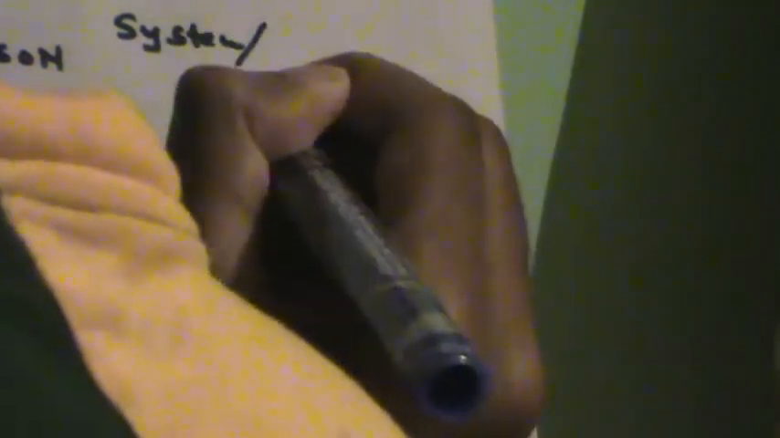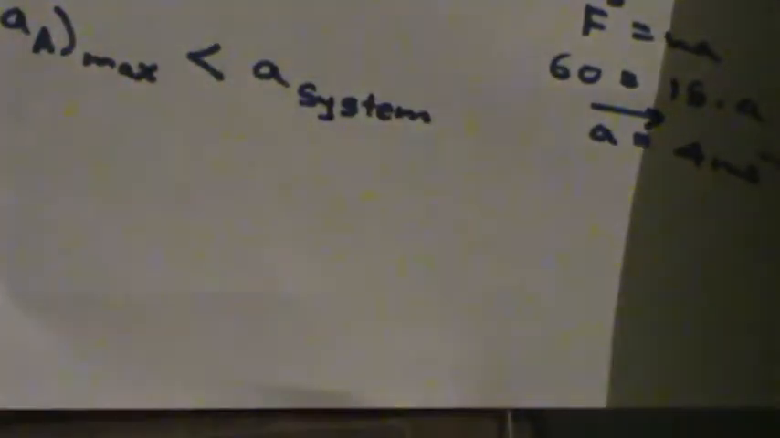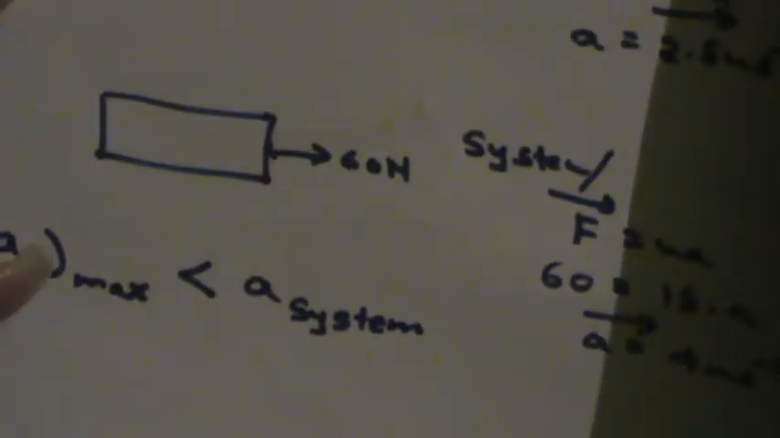So if you put for the system F equals ma this side, the force will be 60, mass will be 10 plus 5, 15, times a, so the acceleration will be 4 meters per second squared in this direction. So what actually happens is that the maximum acceleration of A is less than the acceleration of the system, or the acceleration of the system is greater than the maximum acceleration of A.